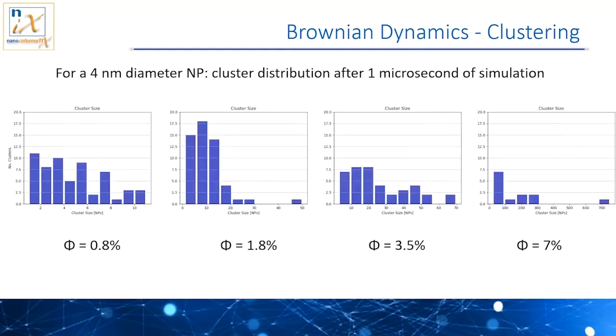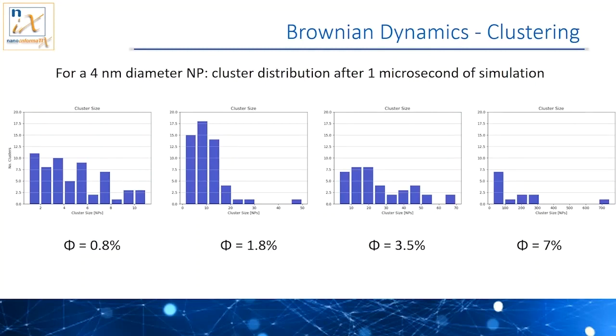The cluster distribution, which is the cluster number versus cluster size for each volume fraction, I chose to take like a snapshot after 1 microsecond of simulation. Here the data for the 4 nanometer nanoparticle is plotted after one microsecond of simulation, which is a time where there are already many clusters in solution, but the clustering process is not yet convergent. I mean, there is not yet a single final large cluster.